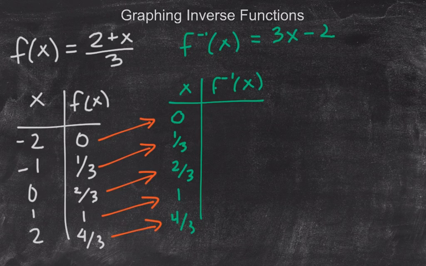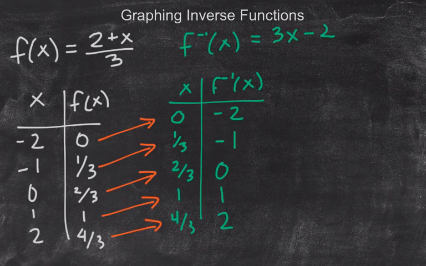So when I input x equals 0 to f inverse of x, I get 3 times 0 is 0, minus 2 is negative 2. 1/3 times 3, so 1/3 of 3 is 1, and 1 minus 2 is negative 1. 2/3 of 3 is 2, and 2 minus 2 is 0. 3 times 1 is 3, minus 2 is 1, and 3 groups of 4/3 is 4, 4 minus 2 is 2.